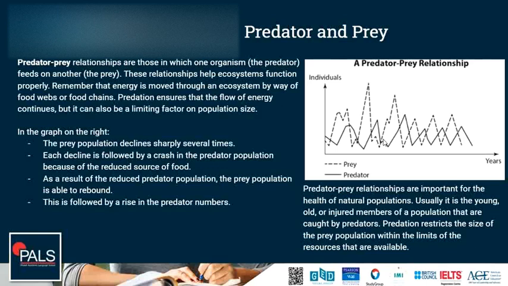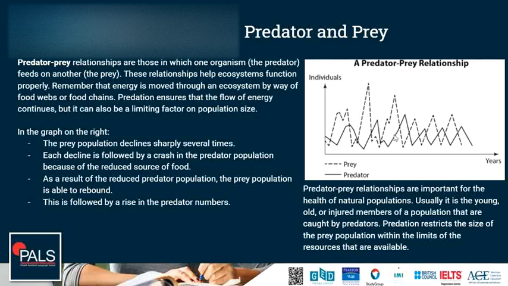As a result of the reduced predator population, the prey population can rebound because now the pressure on the prey population is less. There are fewer predators around, so it's more likely for the prey individuals to survive and reproduce. The number of prey rises again. This is followed by a rise in the predator numbers, because now there are only a few predators, but there's plenty of food available for them.